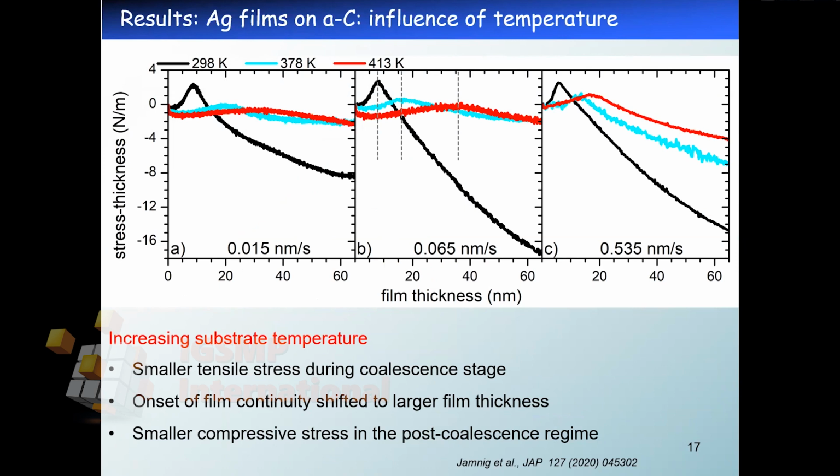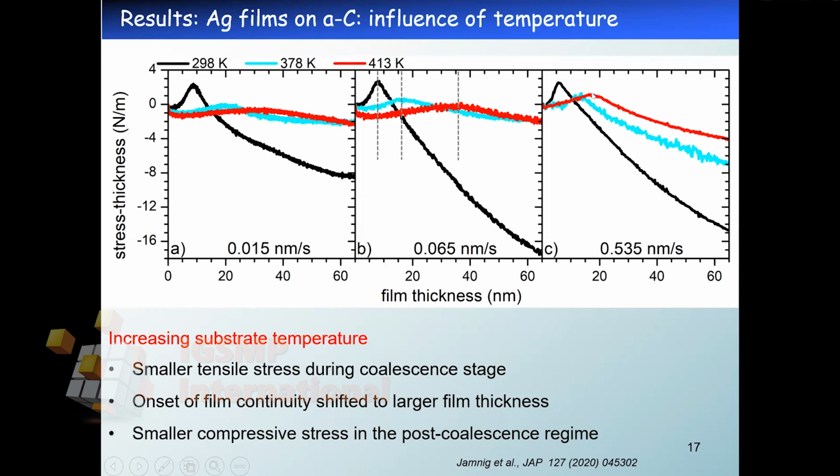So we can look at the influence of deposition temperature. So this is illustrated here. Again, these are the stress thickness product evolution for silver at different temperature here, room temperature, and up to 413 Kelvin, and for different deposition flux. So in all cases, we observe again the same compressive behavior, but we can observe here a significant shift in the position of this maximum.